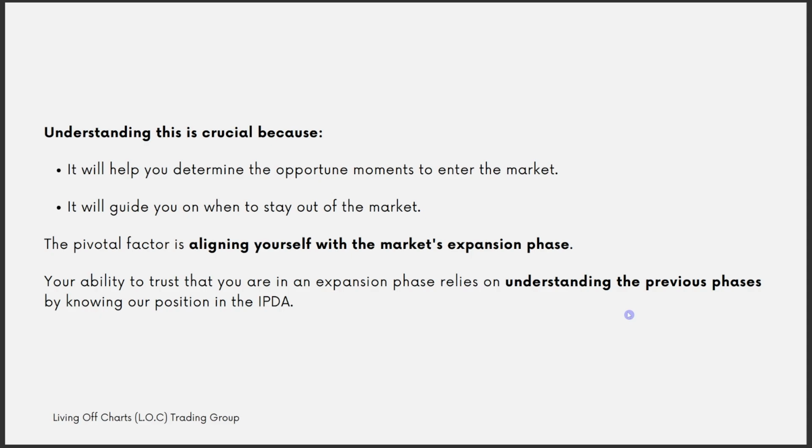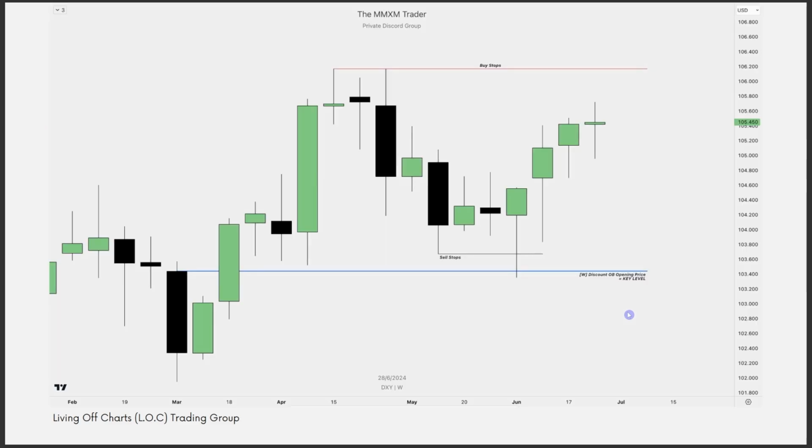Now understanding this is crucial. Why? It will help you determine the opportune moments to enter the markets. It will guide you on when to stay out of the markets. And then the pivotal factor is aligning yourself with the market's expansion phase. Your ability to trust that you are in an expansion phase relies on understanding the previous phases by knowing our position within that IPDA. So over here we always start off with that higher time frame bias, right?